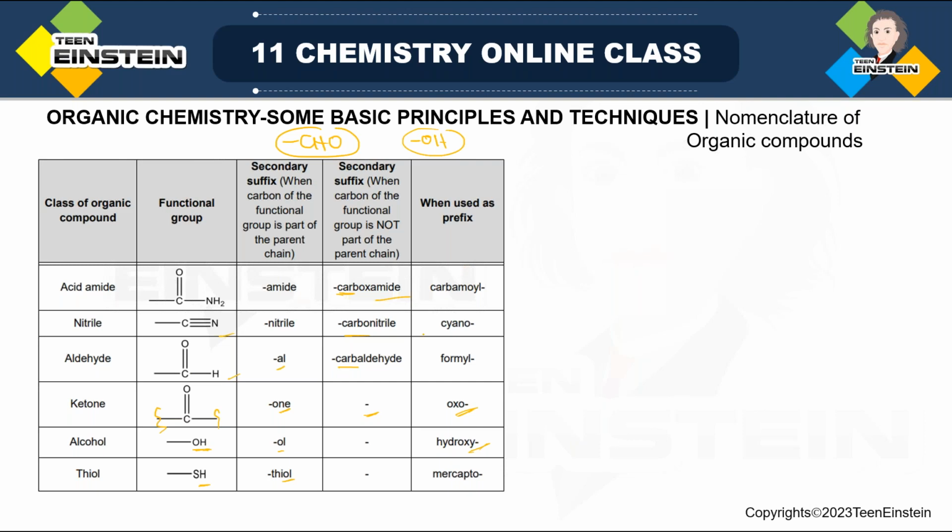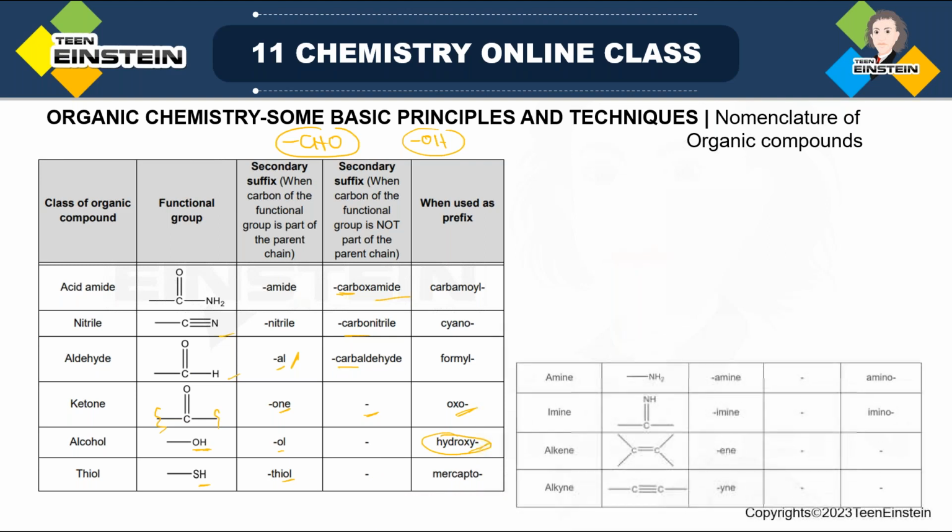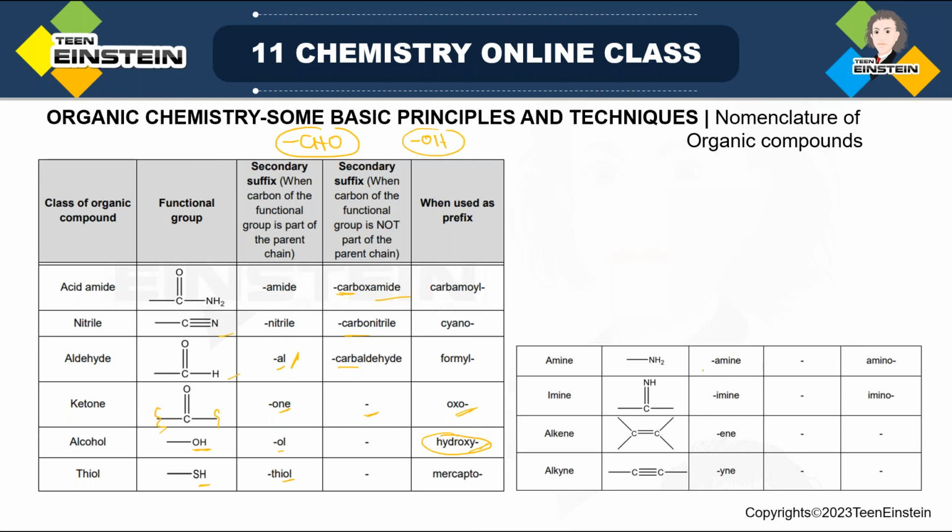So now you cannot use the term "ol". You have to use "al" because now this is the main functional group and OH is now subordinate. So you have to use "hydroxy". You cannot use "ol". Okay. So in this way, some more examples we are going to see.